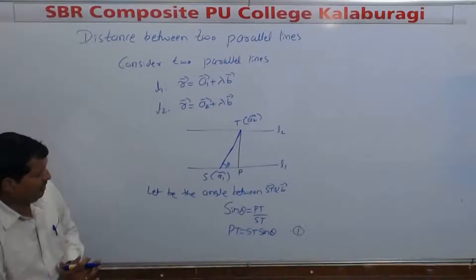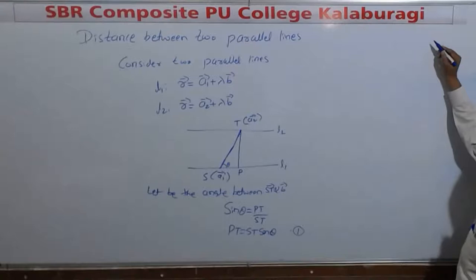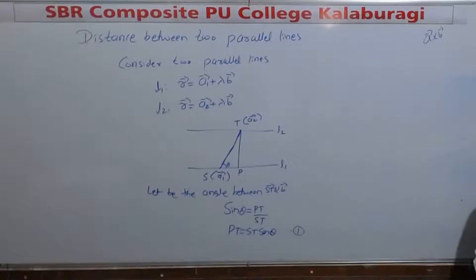ST sin theta. You know, what is the geometrical meaning of A cross B? Can you tell me? A cross B is a vector which is perpendicular to both A and B. For any two vectors in a space, you have to find one more vector which is perpendicular to the two known vectors. That is nothing but A cross B. This A cross B can be determined by using a determinant.